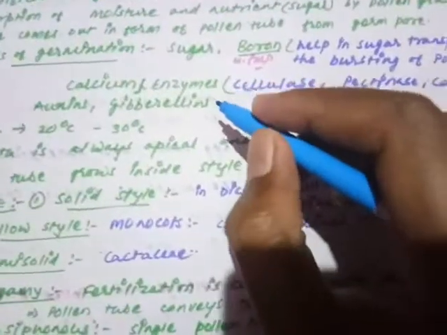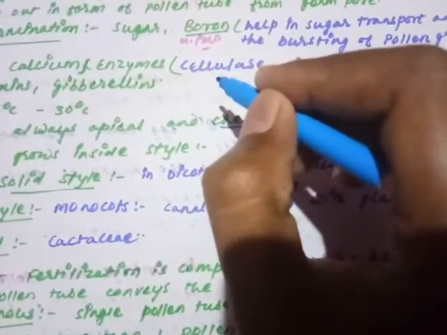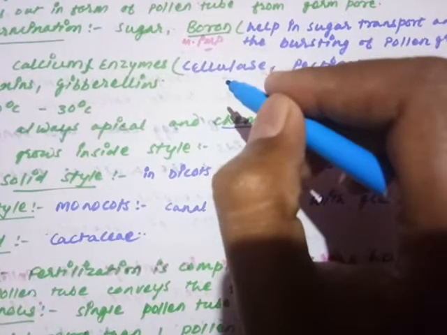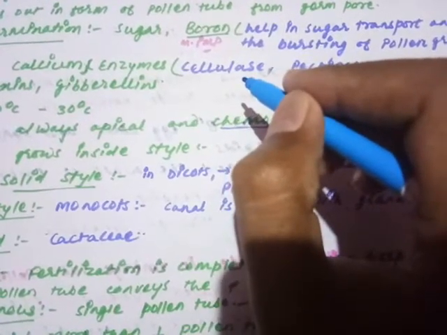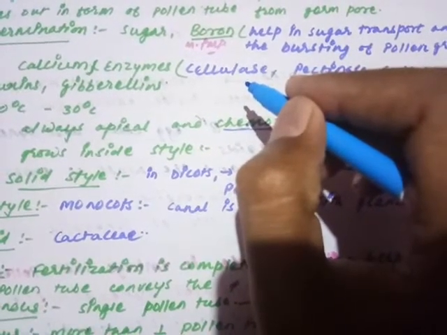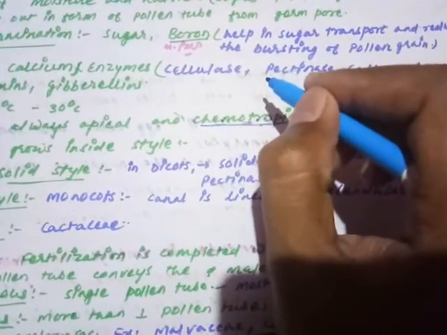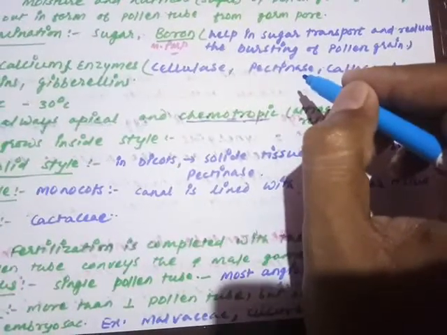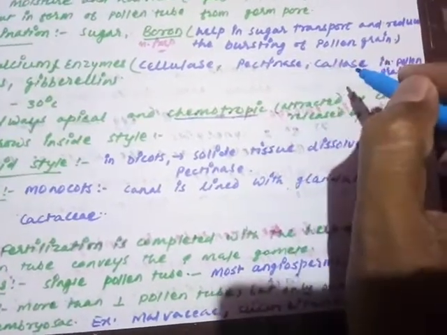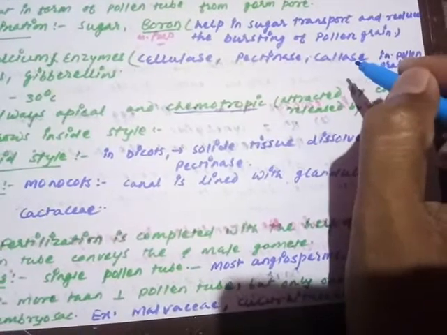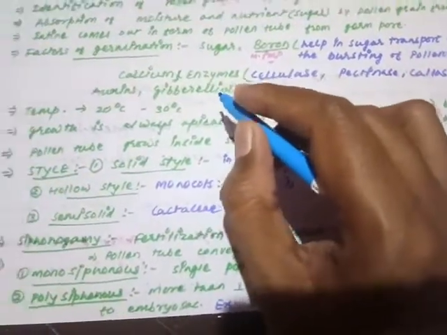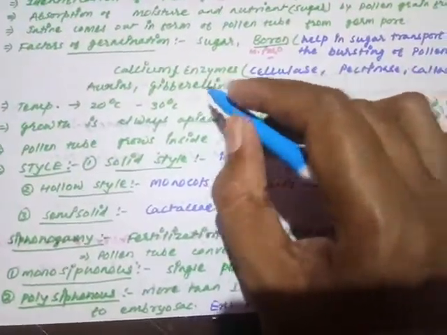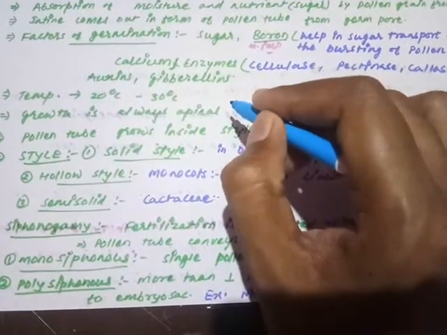Next one, calcium. Some enzymes are also required for pollen tube growth. The enzymes are present in the pollen grain or microspore itself. Cellulase, as you know, digests the cellulose cell wall. Pectinase, because a pectocellulose cell wall is present. Callase digests the callose present between the microspores. To increase cell growth and elongation, the auxin and gibberellin hormones are also required.